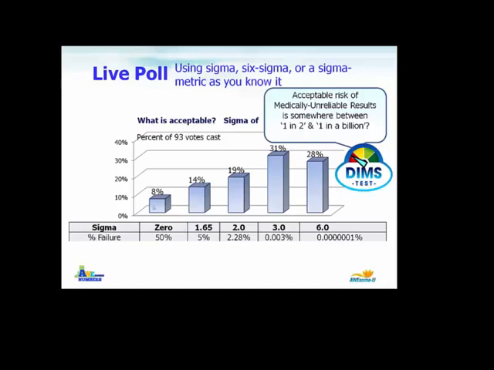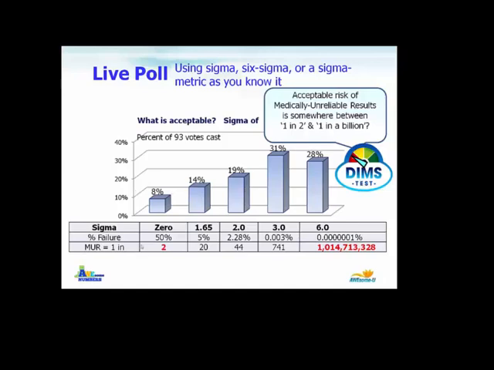A sigma of 0 is a 50% failure rate. A sigma of 6 is 1 in a billion. A sigma of 3, 2, wherever you set that sigma, determines the percent of results that will fail, that you'll allow to fail, and the number of medically unreliable results.